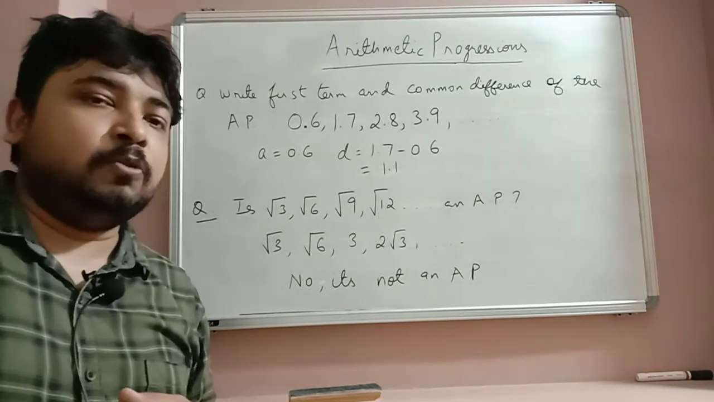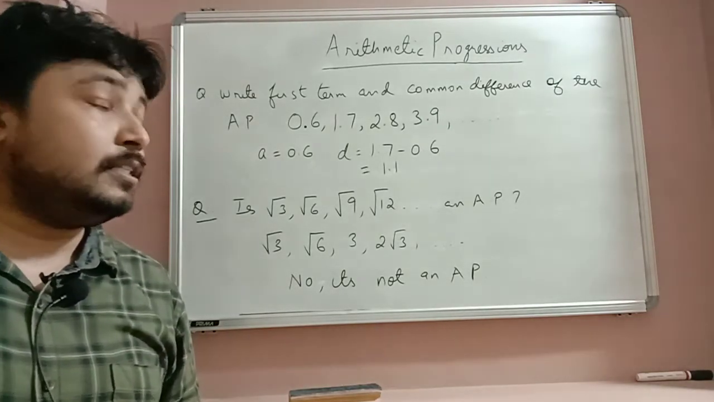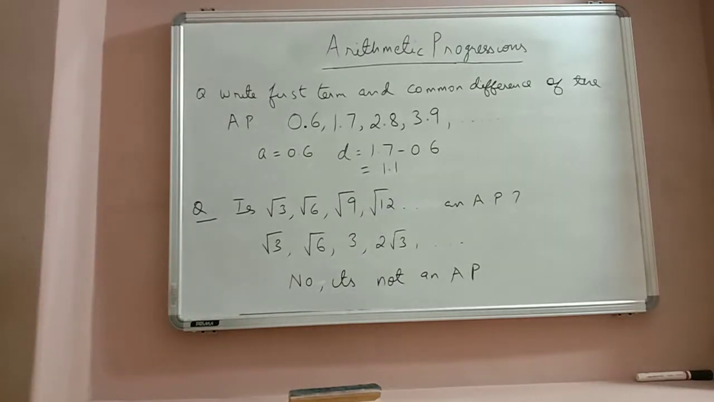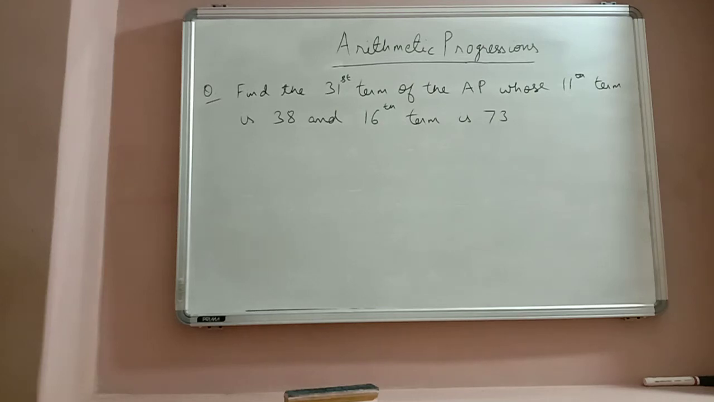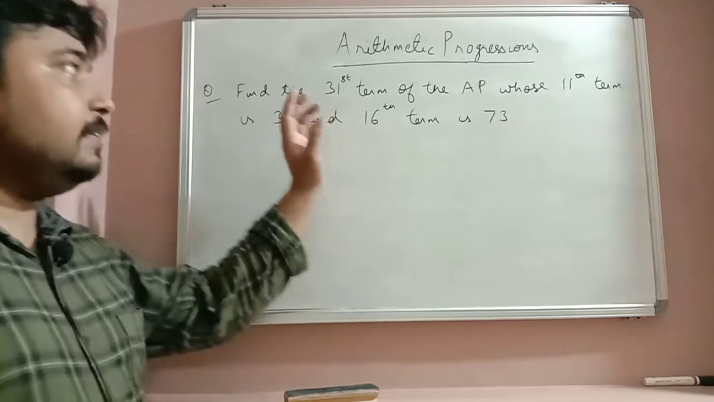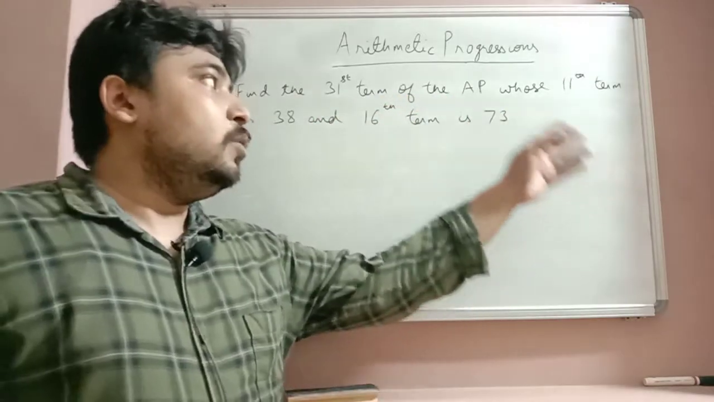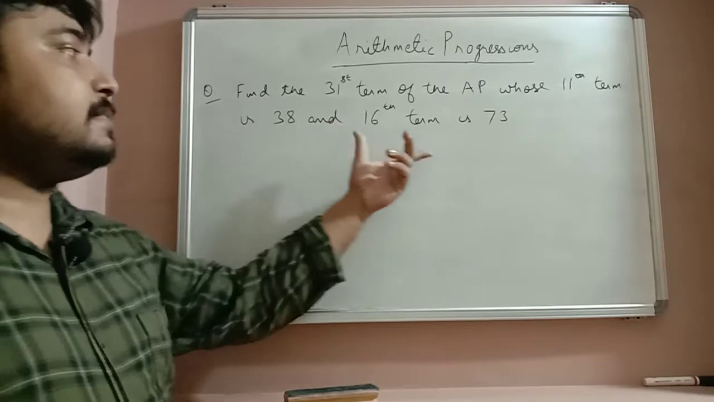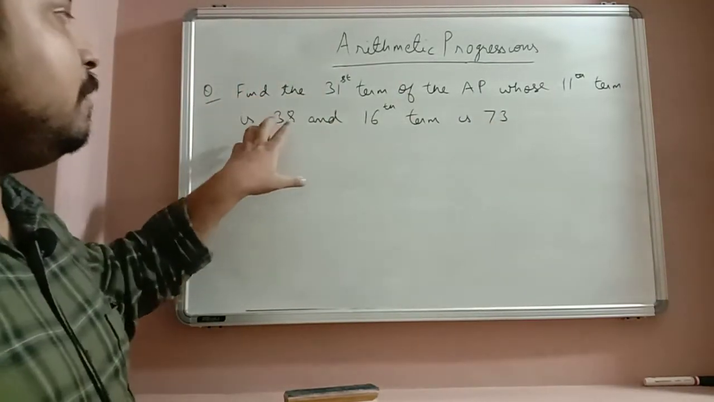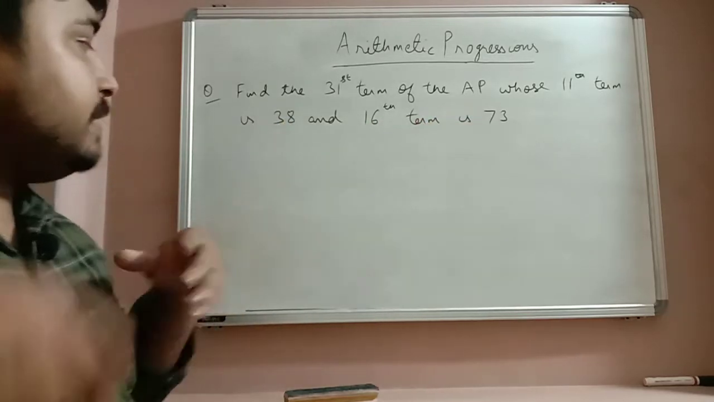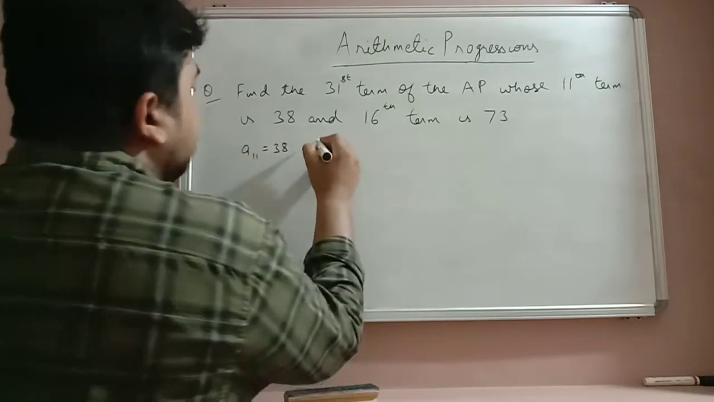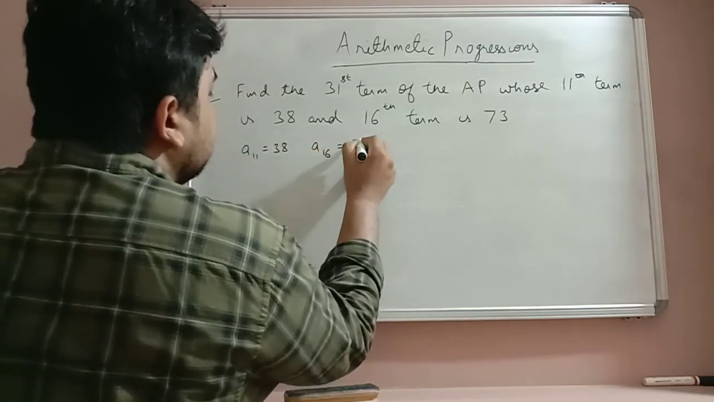Now let's take up some more questions on the general term of the arithmetic progression. Alright students, let's take up this question. This question says, find the 31st term of the AP whose 11th term is 38 and 16th term is 73. Now clearly we have information about two terms. One is the 11th term, that is a_11 equals 38, and we have a_16 equals 73.